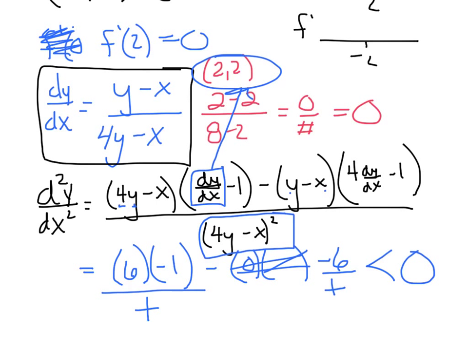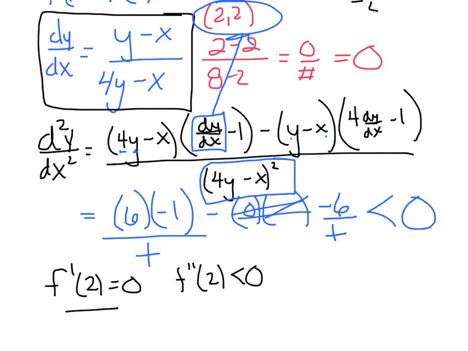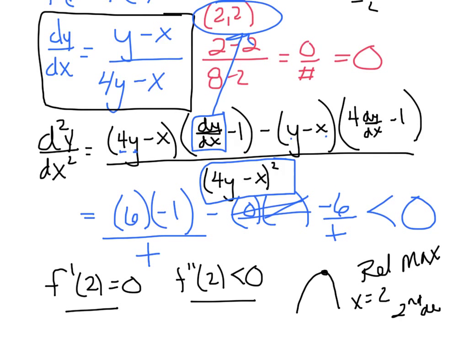So on top, I have a -6 divided by a positive, which is clearly less than 0. So I can say I have a what? I have a slope of 0, f prime of 2 equals 0, and f double prime of 2 is less than 0. So I have a slope of 0, and I'm concave down. Just draw yourself a picture. Therefore, you have a relative max at x equals 2 by the second derivative test. All right, so again, if I have a slope of 0 and I know my concavity, I can easily tell whether I'm a max or a min.